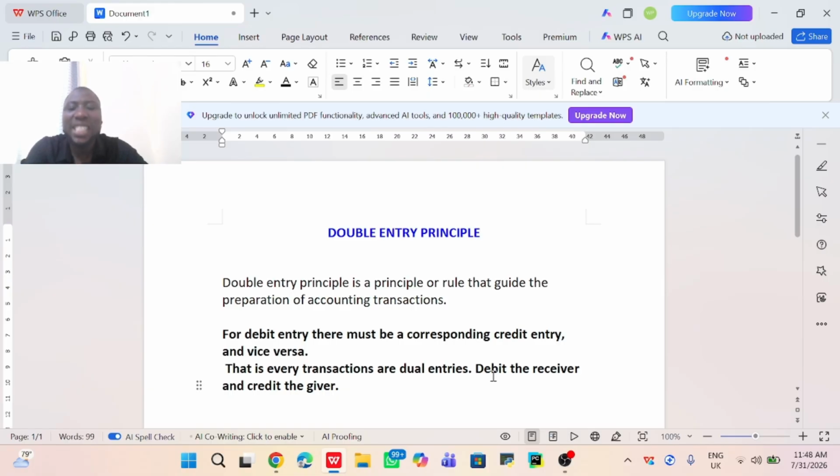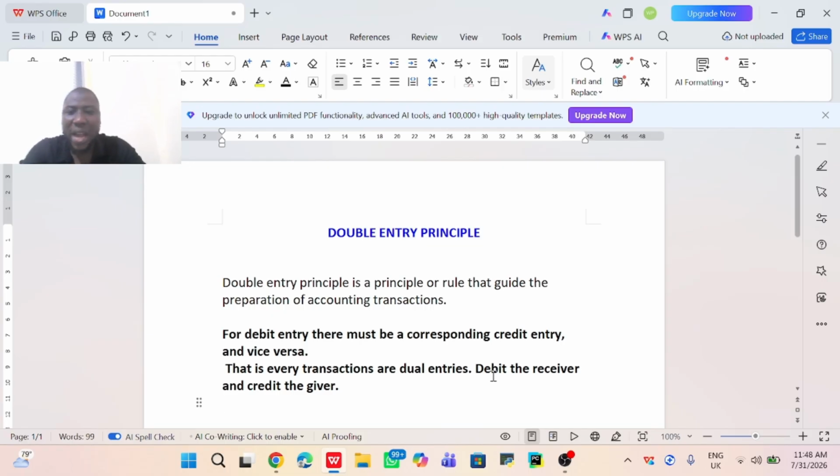And he received what in return? A car. And the car will be debited. That's why we debit the car. The car will be debited, while the cash will be credited. So that is the double entry principle. For every debit entry, there must be a corresponding credit entry, and vice versa. Debit the receiver, credit the giver.